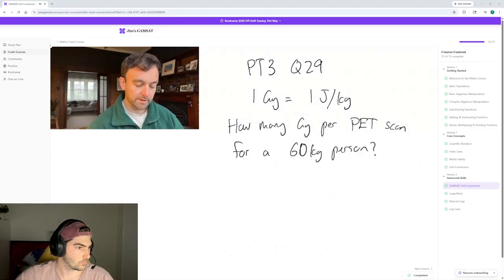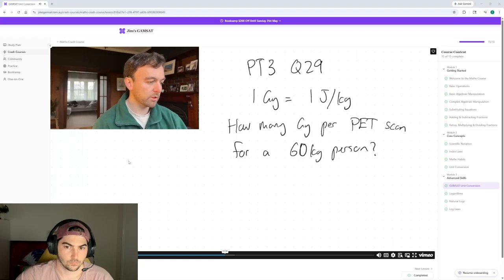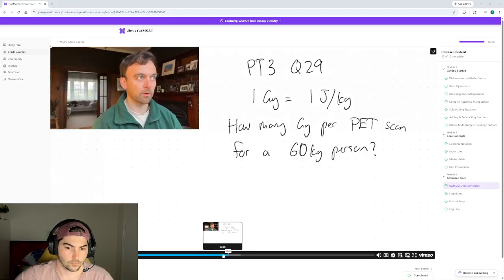If you want to follow along, we're doing practice test 3, question 29, so the pink booklet. Basically the question is saying how many grays does a 60 kilogram person get during a 20-minute PET scan? And we've got all these units in the question. And this is kind of an example of during a you need.